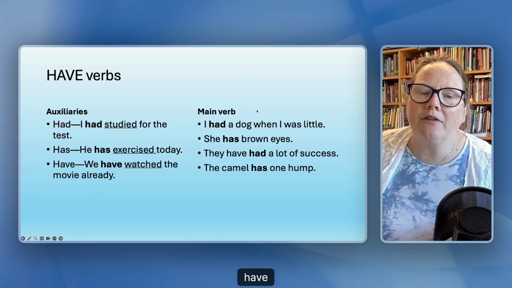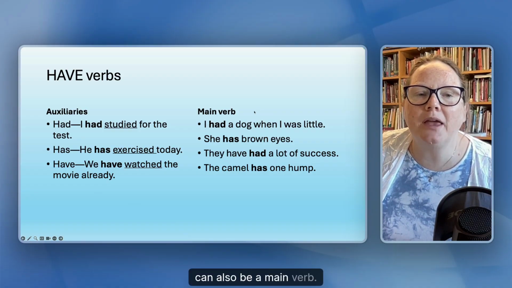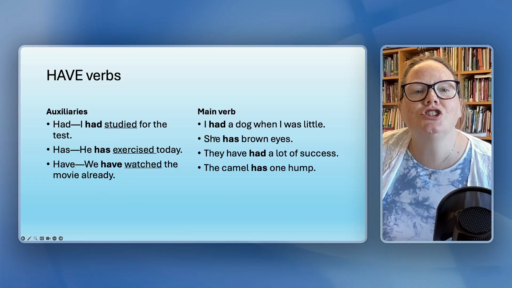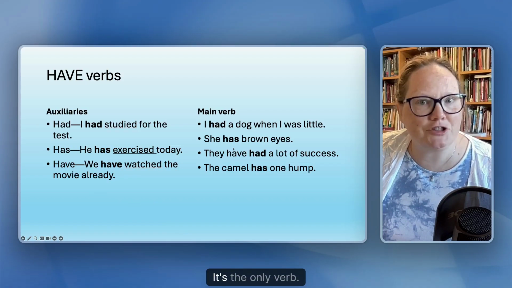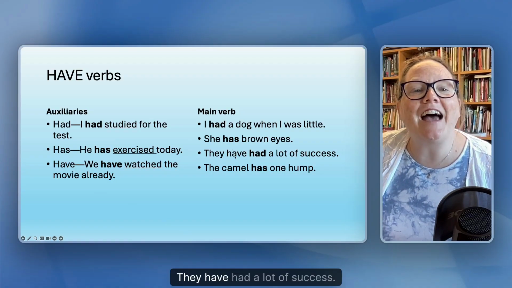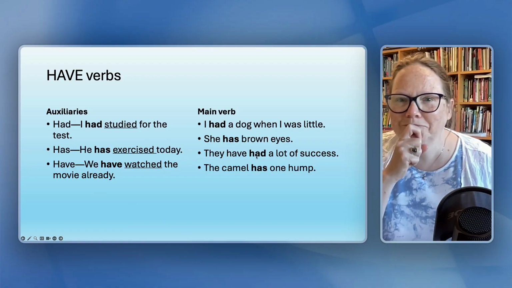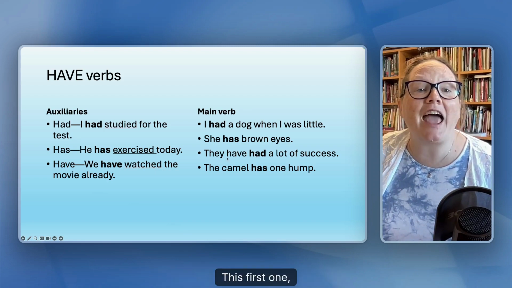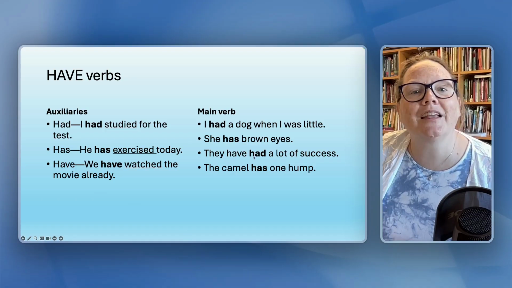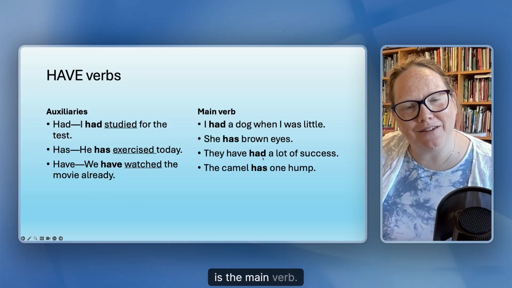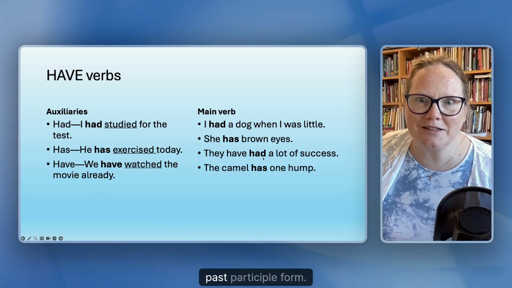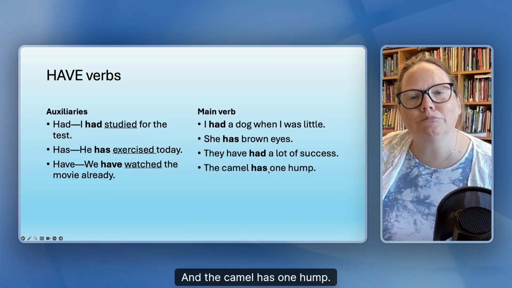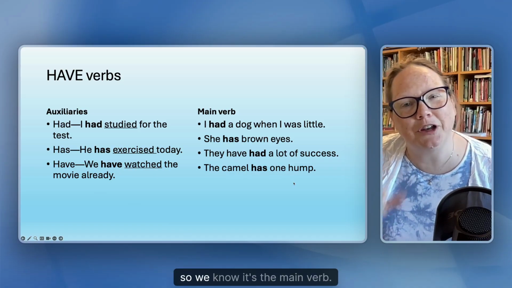Just like the be verbs, have can also be a main verb. I had a dog. It's the only verb in that group. She has brown eyes. It's the only verb. They have had a lot of excess. We have two verbs, and they're both the have verb. This first one, have, is the auxiliary. Had is the main verb. It is in the past participle form. And the camel has one hump. Just a single verb, so we know it's the main.